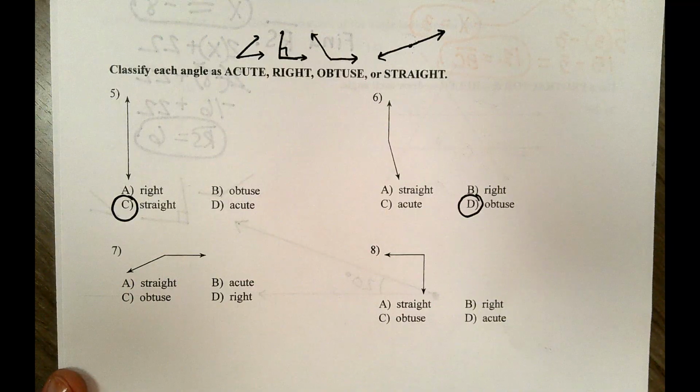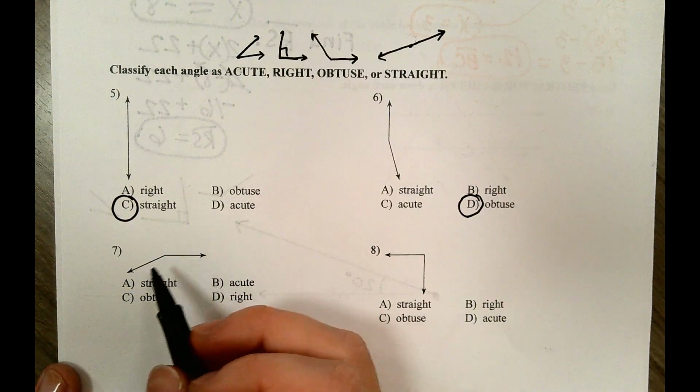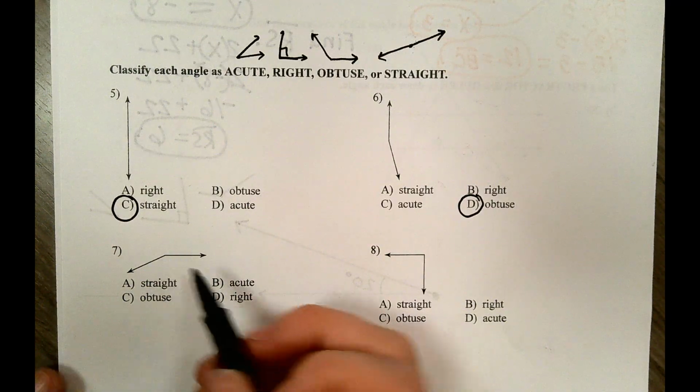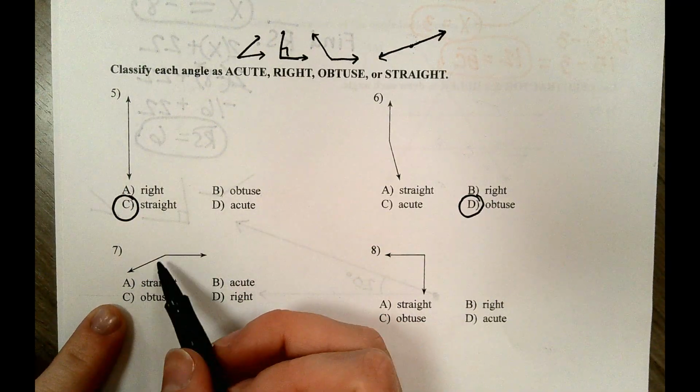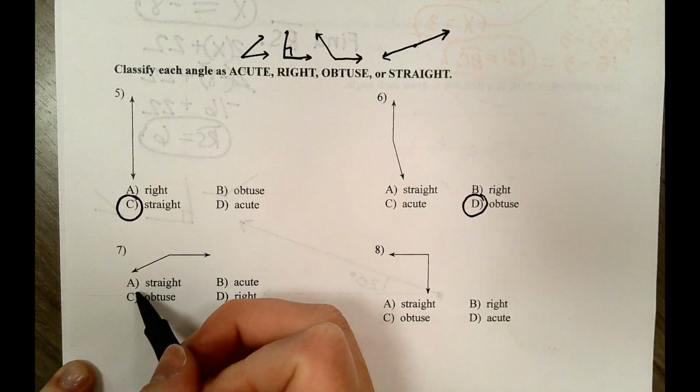Number 7. Obtuse. Oh, that's tricky because it's kind of flipped around. We're still looking at the angle. We have to kind of rotate it in our mind, but this is bigger than 90 degrees. This is obtuse.